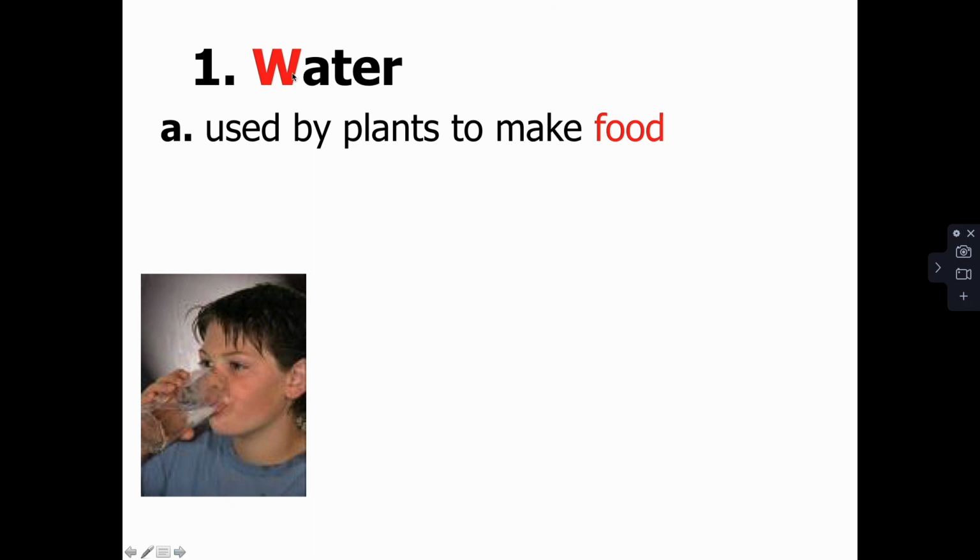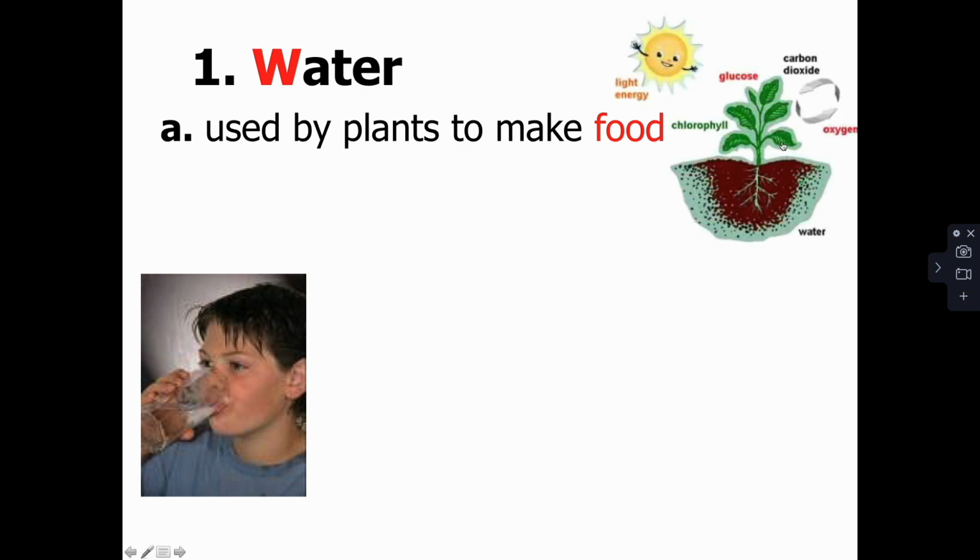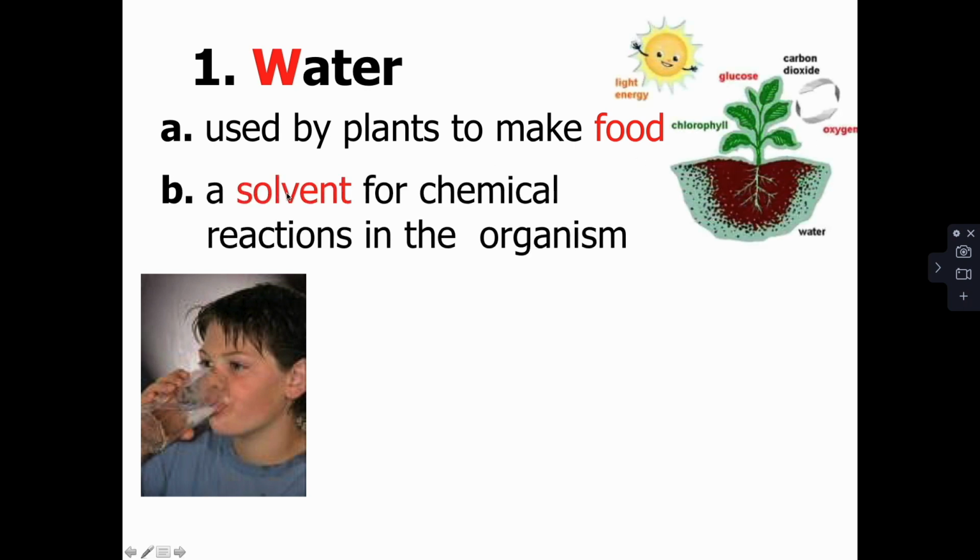Notice how I put the W in red because we're going to spell another word. Plants need water to make their food. They can't survive without it. It is also a solvent. You know what that means from the chemistry unit? It means that things will dissolve in water. And we need this for chemical reactions.